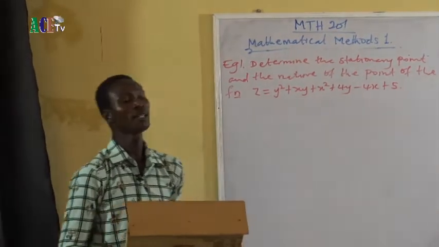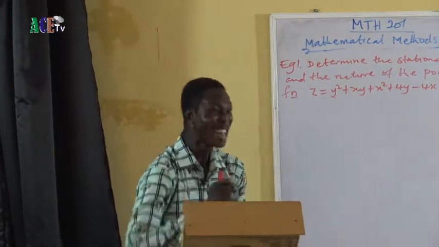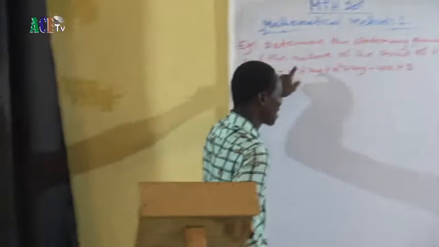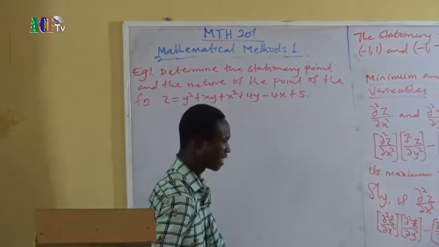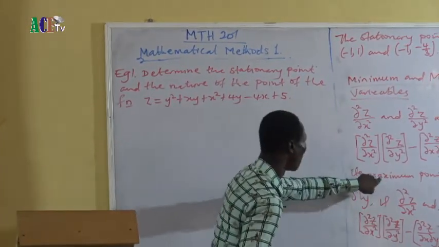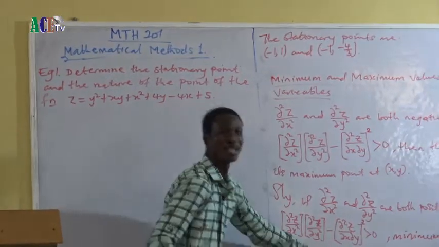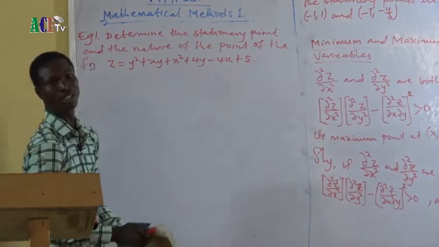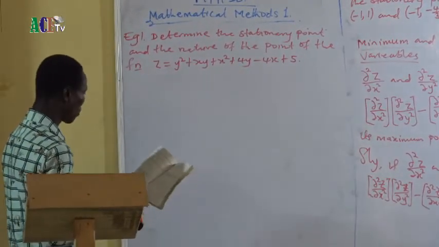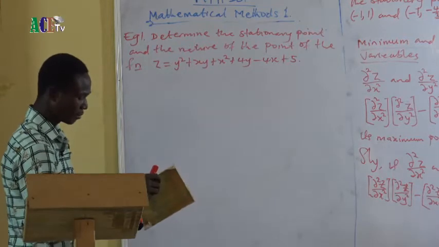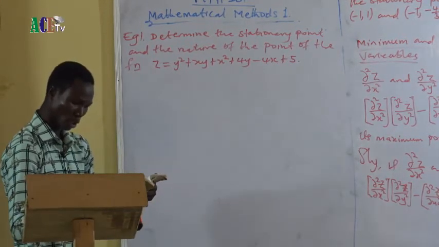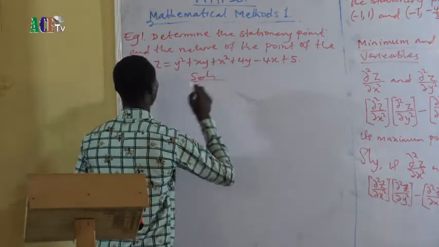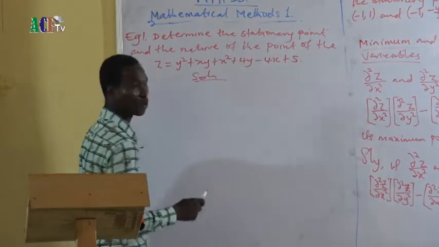We want to determine the stationary point and nature of the point. What is the meaning of nature of the point? We want to determine that at the stationary point, is it a maximum or a minimum? Then we'll find the minimum value and the maximum value at that point. So let us look at the solution. The first thing we are going to do is to differentiate these functions with respect to x and y.